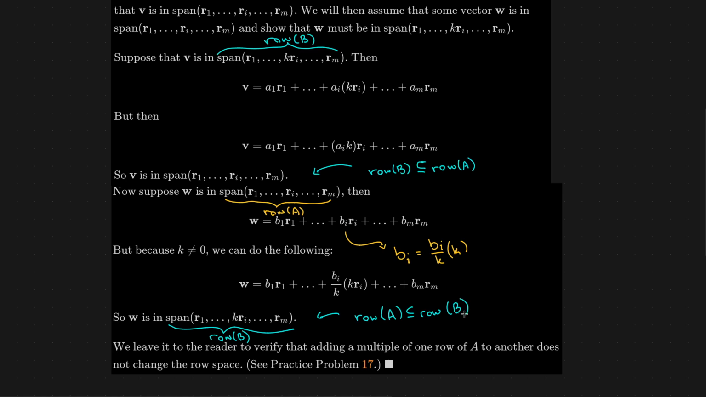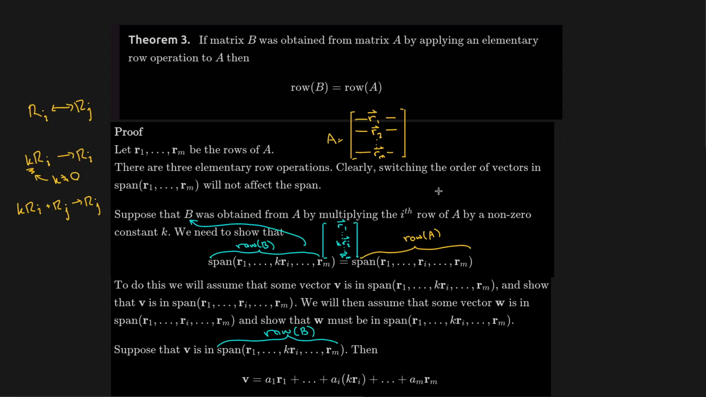Any vector in the row space of A is also a vector in the row space of B. It can be represented as a linear combination of the rows of B. Well, if the row space of B is a subset of the row space of A, and the row space of A is a subset of the row space of B, then put those together, the row space of A and the row space of B have to be equal. Which is what we wanted to show.